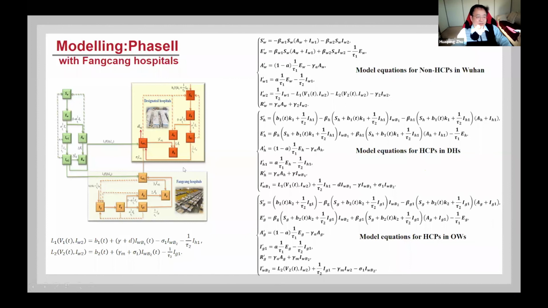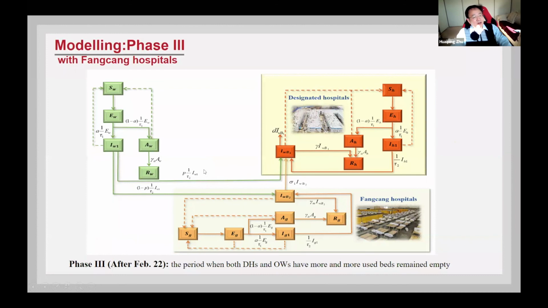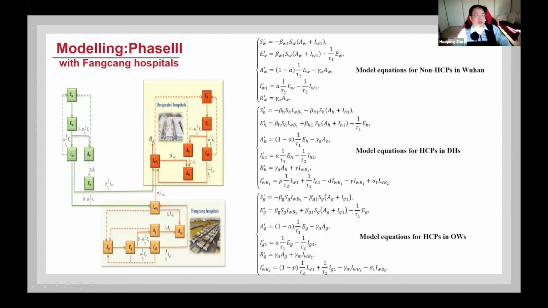So this is the phase three. You can see in phase three, L1, L2 are removed because starting February 22nd, we have enough beds waiting to admit people. So anybody tested and confirmed is immediately admitted into these two hospitals respectively. And then the model is simplified compared to the previous model. We have the model for phase three with enough Fangcang hospitals.